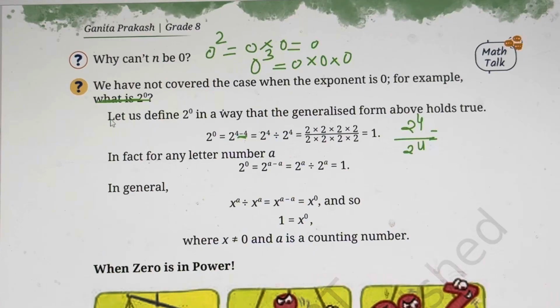Remember this. In fact, for any number a, 2 raised to a minus a will again be 1. In general, x raised to a divided by x raised to a is x raised to a minus a, that is x raised to 0, which is equal to 1. So just remember that anything raised to 0 is 1, except 0, of course. So 2 raised to 0 is 1, 100 raised to 0 is also 1, 1000 raised to 0 is also 1. Any natural number raised to 0 is always 1.